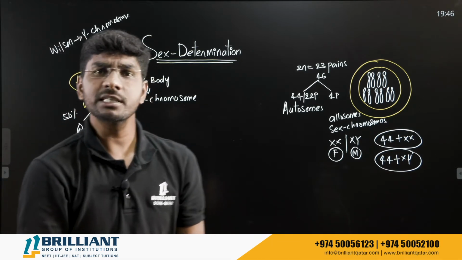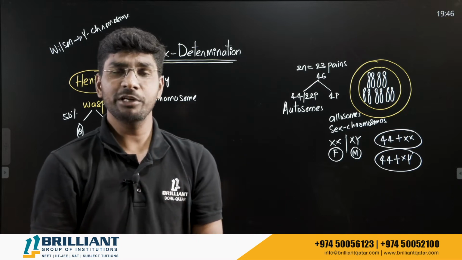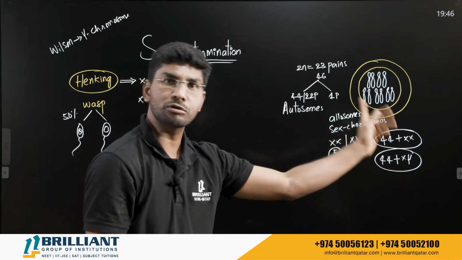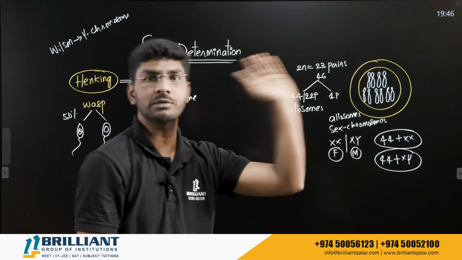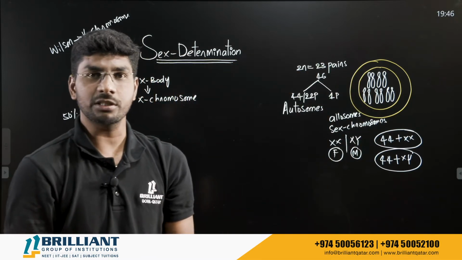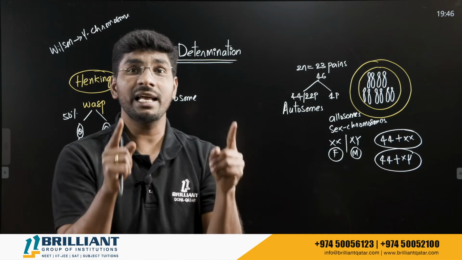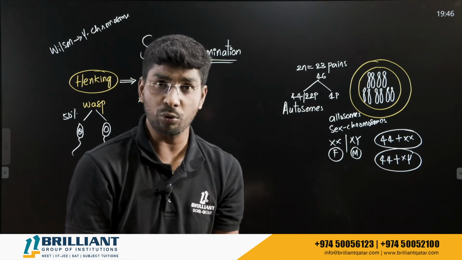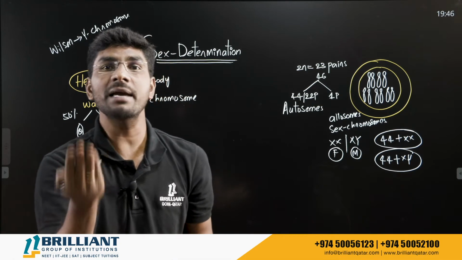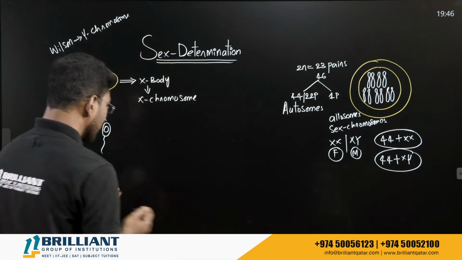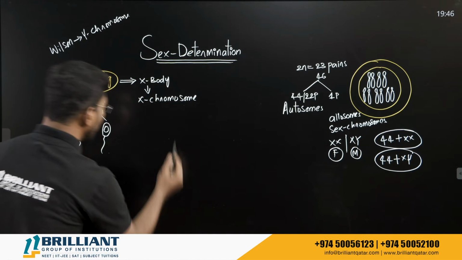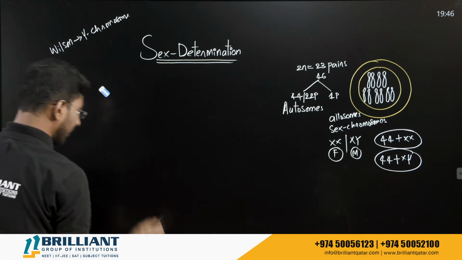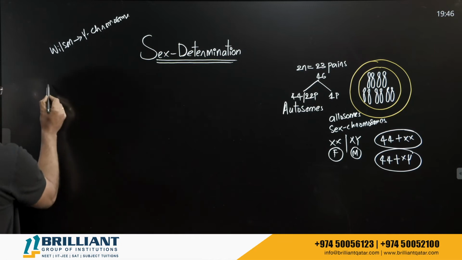How many types of sex determination are there? What exactly is the determination of sex here? Which chromosomes are responsible? We have seen the XY chromosomes, the allosomes, are responsible for sex determination. Sex determination is divided into two types. One is called male heterogamety, the second one is called female heterogamety. Let me erase this information. Now we are starting the types of sex determination.